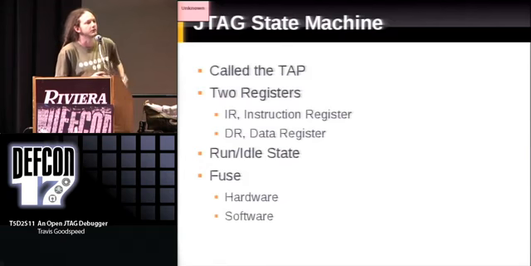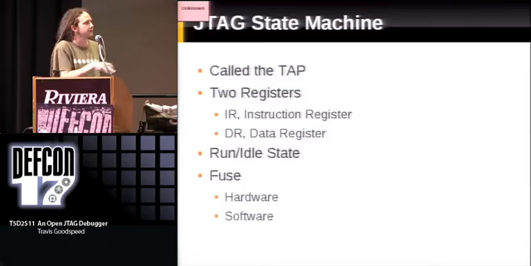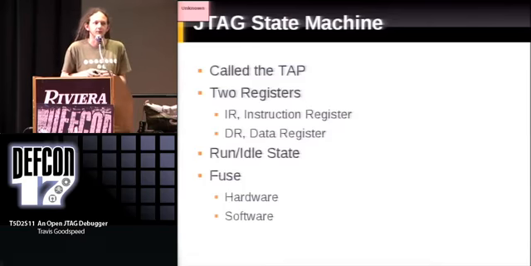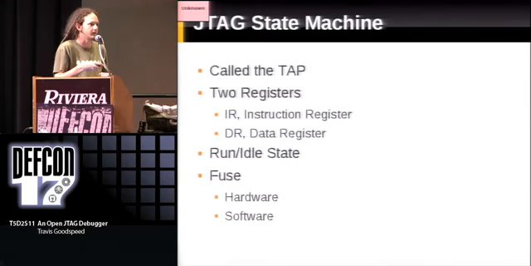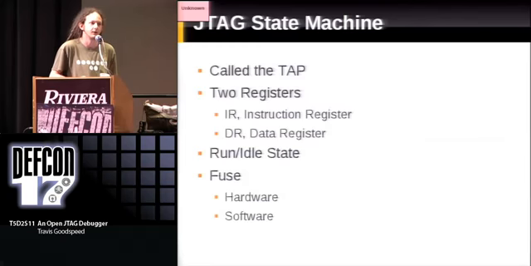There's also a fuse which denies your access. So if the fuse is blown in hardware, this means that you're physically locked out of the device. You're unable to read or write it. You're not allowed to send any commands except for the one that forwards data onto the next device in the chain.